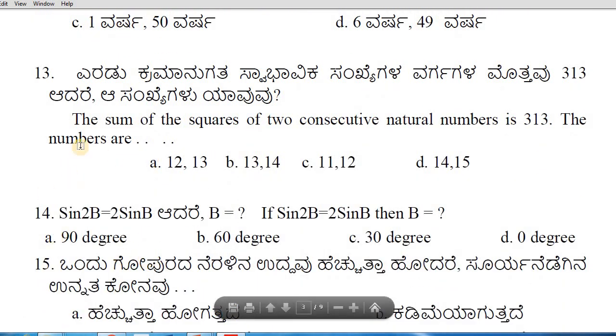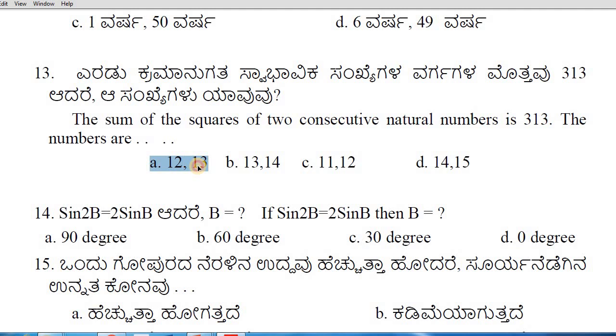13th question. The sum of the squares of two consecutive natural numbers is 313. The numbers are option A 12 and 13, option B 13, 14, option C 11, 12, option D 14, 15. So the correct answer is option A, 12, 13.